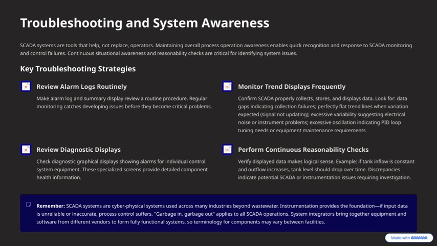Confirm that SCADA is properly collecting, storing, and displaying data. Look out for data gaps that indicate collection failures or flat trend lines where variation is expected, which could mean signals aren't updating. Excessive variability might suggest electrical noise or instrument problems, while oscillations could indicate tuning issues with PID loops or maintenance needs. Frequent monitoring of trend displays is essential. Doing so helps catch developing issues early before they escalate into bigger problems. Make reviewing alarm logs and summaries a routine part of your process. Regular checks allow you to identify and address issues proactively.